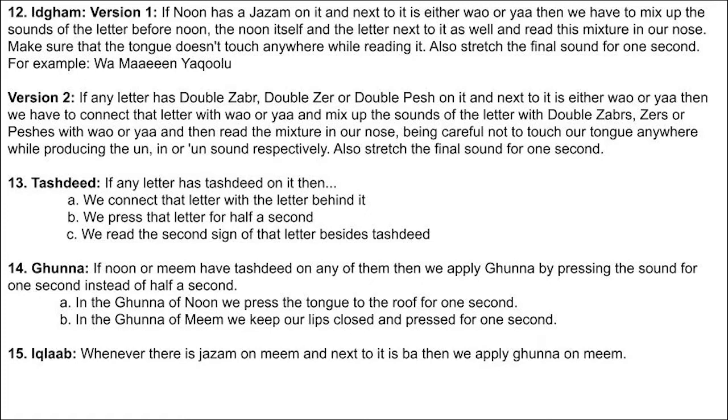If any letter has double zabar, double zair or double pesh on it and next to it is either waw or ya, then we have to connect that letter with waw or ya and mix up the sounds of the letter with double zabars, double zairs or double peshes with waw or ya, and then read the mixture in our nose. Being careful not to touch our tongue anywhere while producing the an, in or un sound respectively. Also stretch the final sound for 1 second.